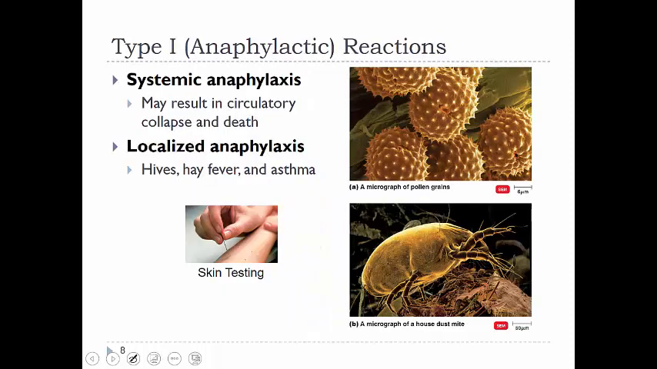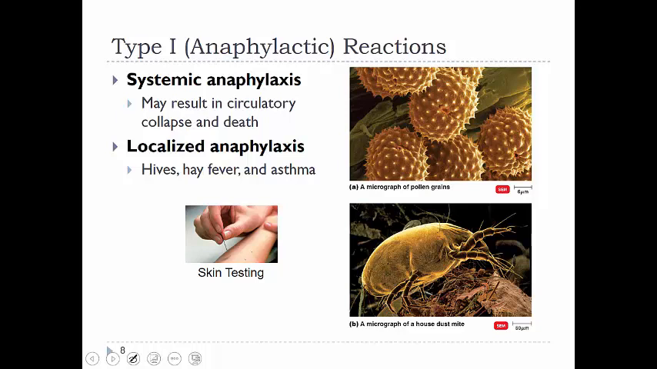So we have systemic and localized. Systemic is where it affects the whole system. It can result in circulatory collapse and death. This is when you're going to worry about how bad that allergic reaction is and when you use an EpiPen to overcome that. Could be a bee sting that could cause this response if you're highly allergic to it, aka if your immune system overreacts.